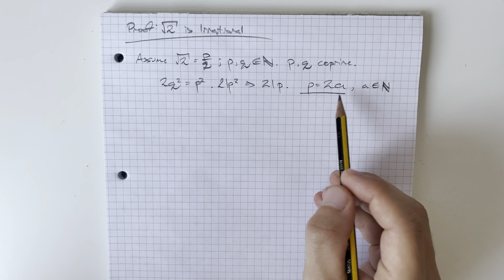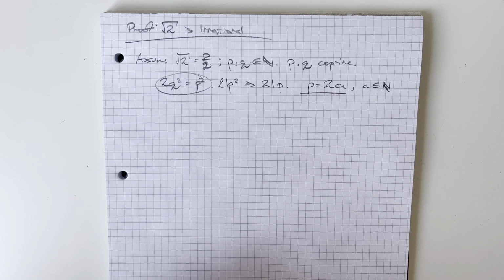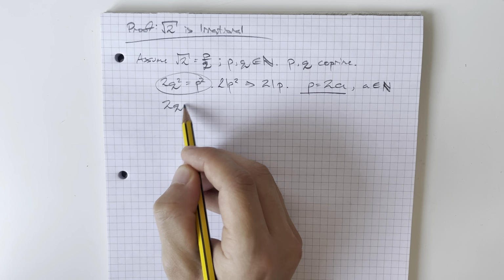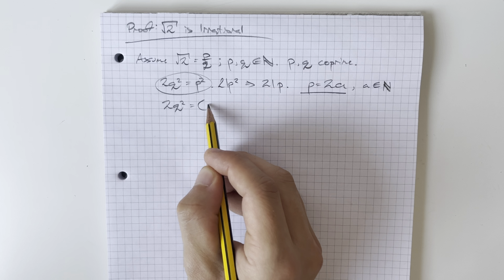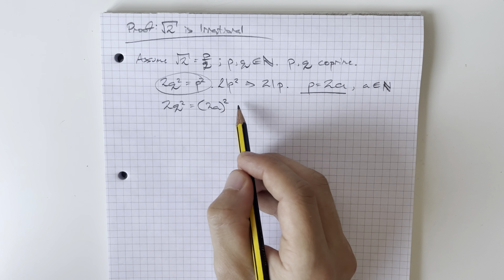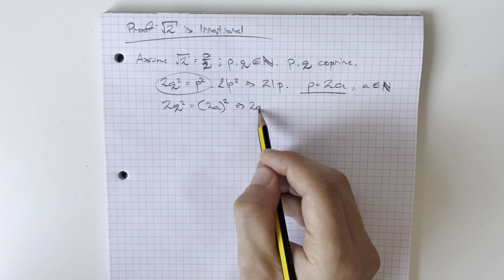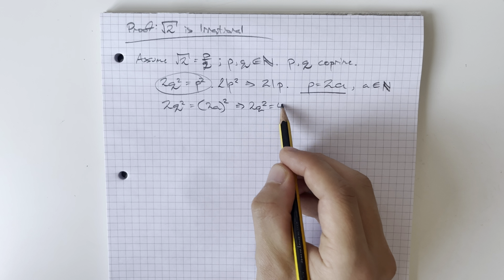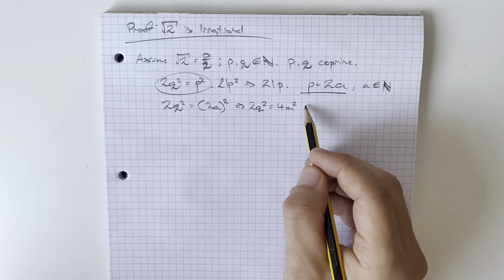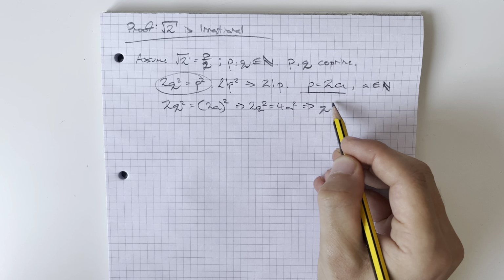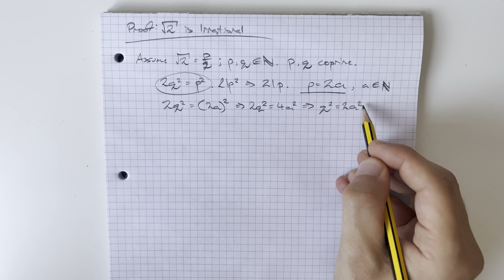Next step then, we're going to take this and substitute back into this part. So we get 2q squared is equal to 2a all squared. Expanding the bracket on the right hand side, we get 2q squared is equal to 4a squared, and then divided by 2, we get that q squared is equal to 2a squared.